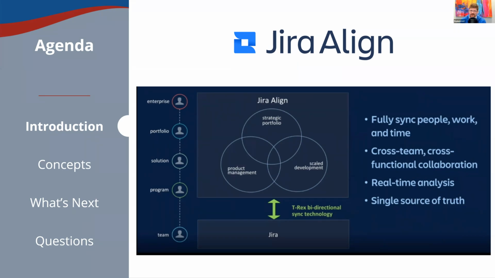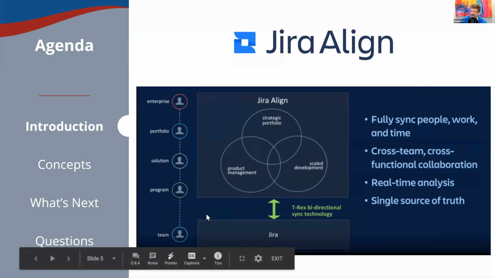So let's talk about Jira's flagship portfolio management product called Jira Align. As I said before, this is formerly AgileCraft, which that alone should be a very telling bit of information about what the solution is about. It is designed to connect from the enterprise level all the way down to the team.